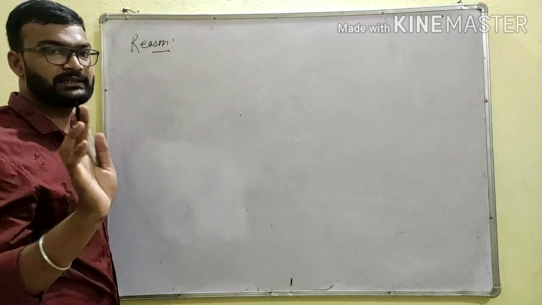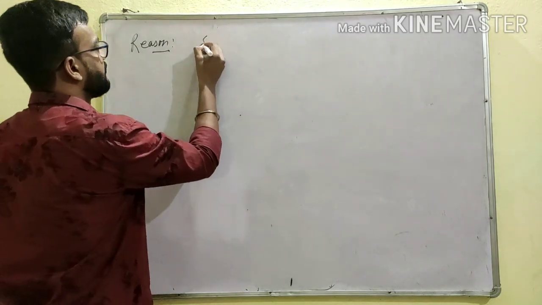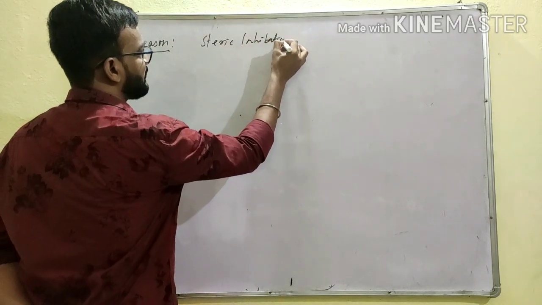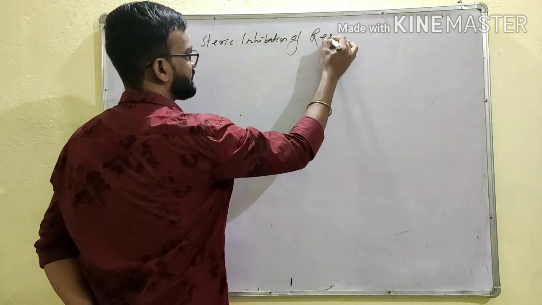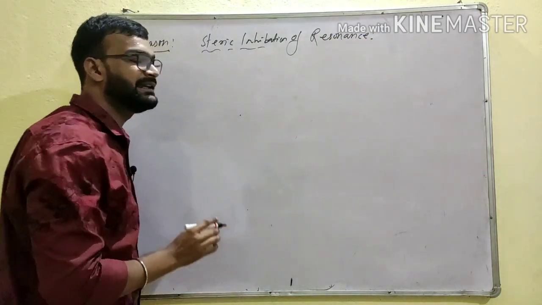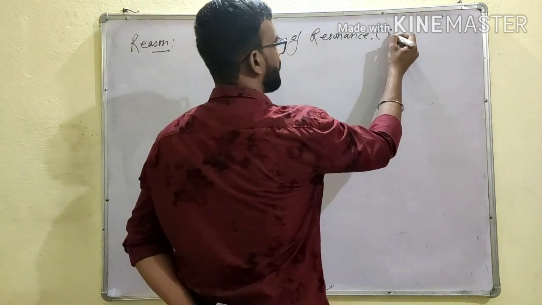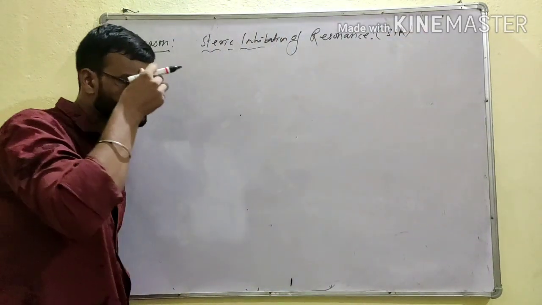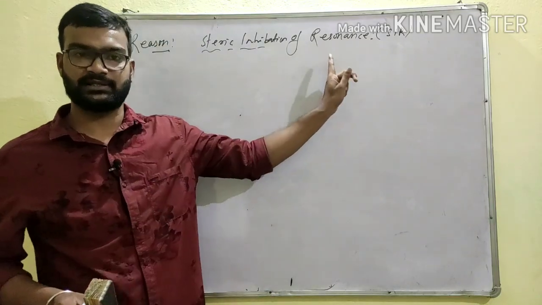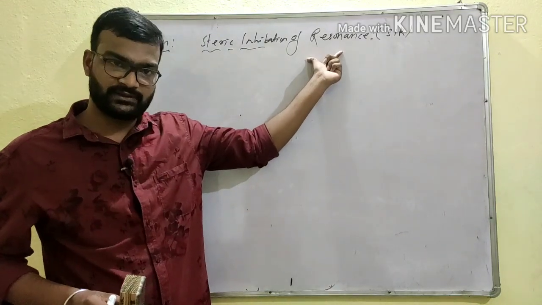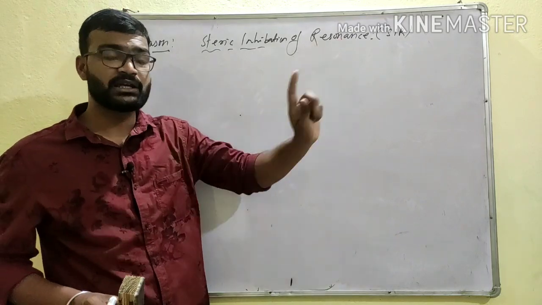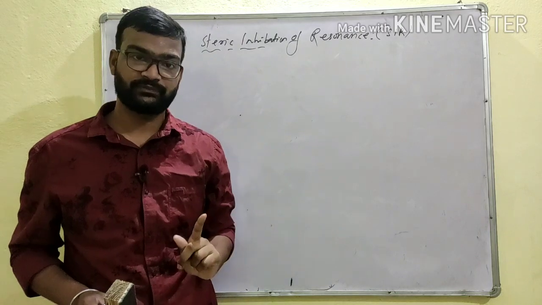The reason is, there is a concept called steric inhibition of resonance. In short form, it is called SIR, steric inhibition of resonance. So the reason is steric inhibition of resonance. It is a concept, and there are many applications and many effects of this steric inhibition of resonance. One of the effects is the ortho effect, right?